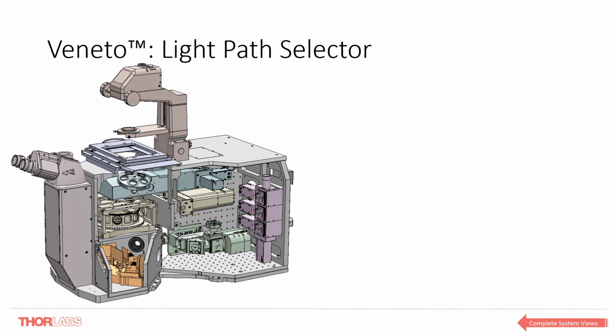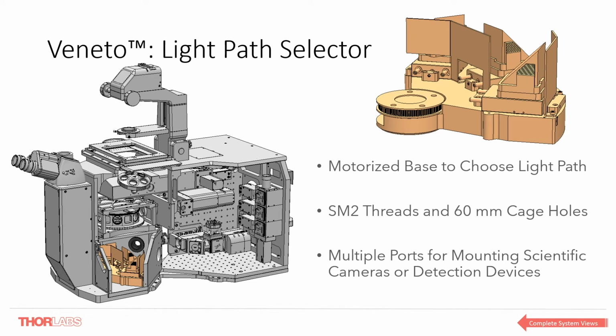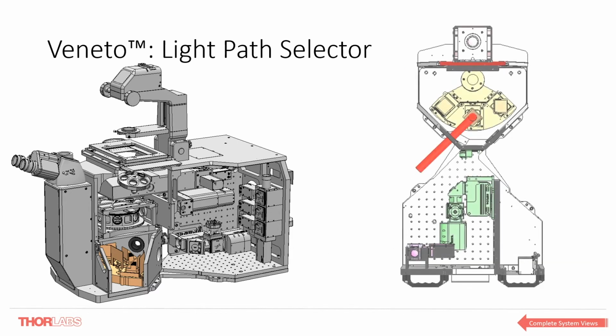Now we move to the lower tier of the microscope, where we find the light path selector. This unique feature makes the flexibility of the microscope second to none. The light path selector is fully motorized and allows access to 4 ports, all of which have SM2 threads as well as 60mm cage interfaces.